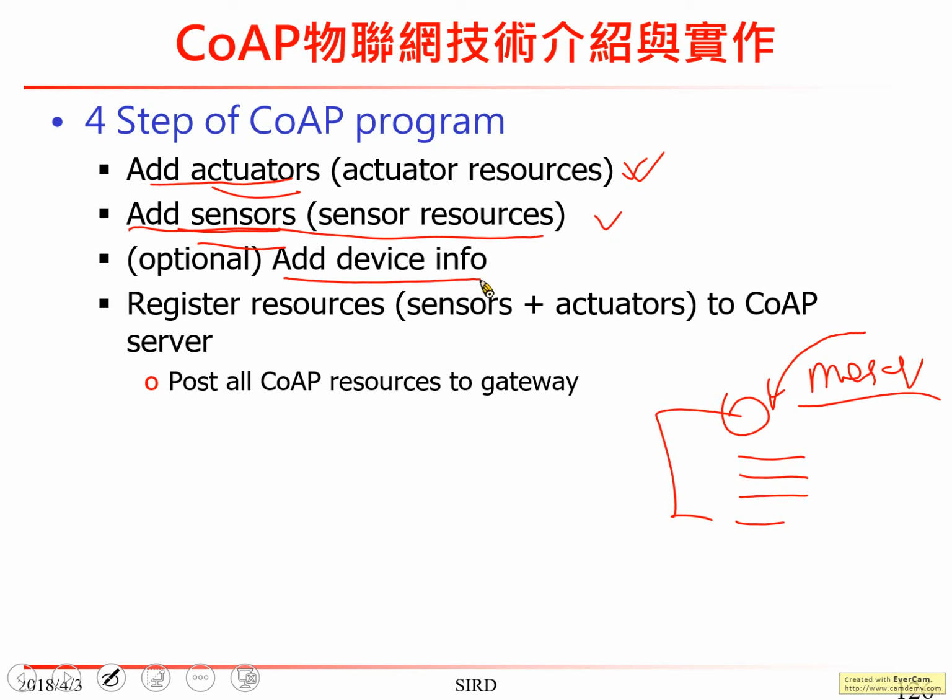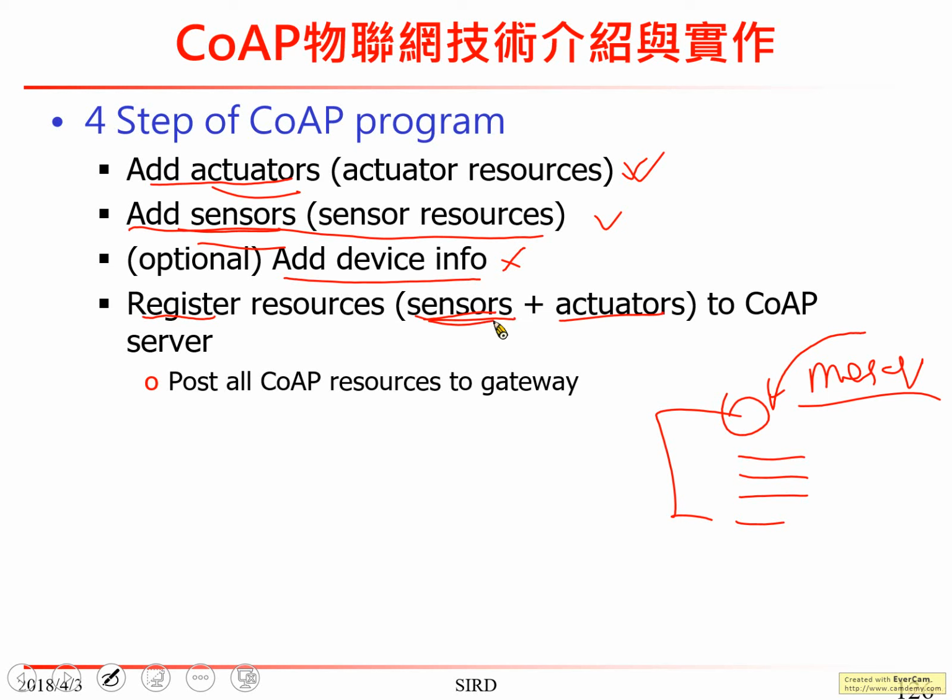And then you can add some device info. For example, some devices cannot be turned off even if you want to save power, such as a refrigerator or some devices for security. But in some other devices like your TV or your stereo, when you go to bed, you want to turn them off automatically. So you can add some kinds of device features to it, but we are not going to talk about this. And then you have to register your sensor and actuator resources.